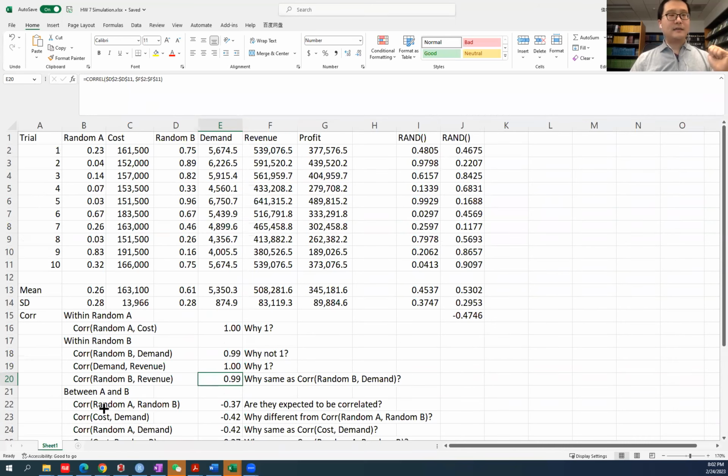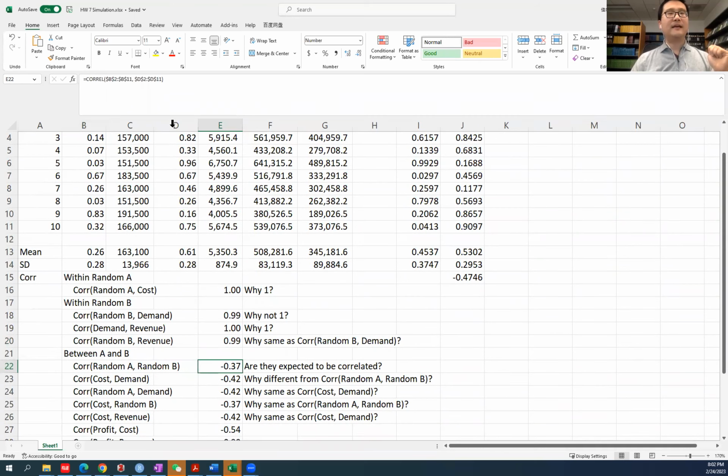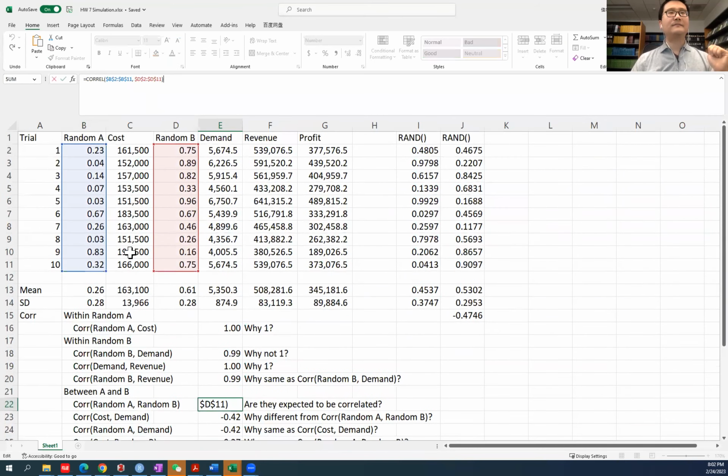We see that the correlation between random A and random B is negative 0.37. So what are your thoughts about this? Is it reasonable?